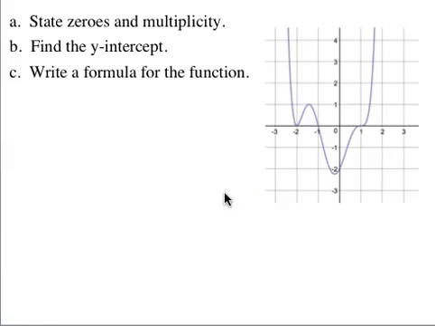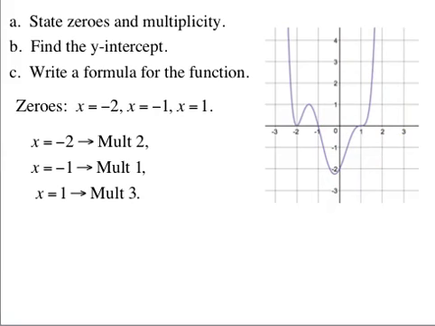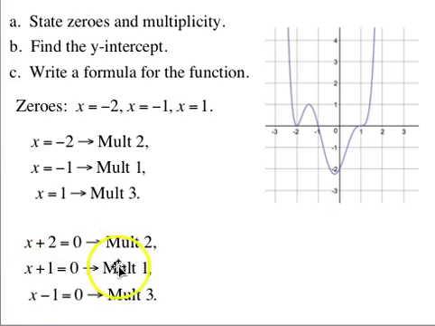And one more sort of problem. Notice our zeros here. -2 bounces, multiplicity 2. -1 pierces, multiplicity 1. +1 flattens out. That'll be multiplicity 3. So similar kind of argument. If x is -2, x plus 2 is 0. x is -1, x plus 1 is 0. x is 1, x minus 1 is 0. But x plus 2 has multiplicity 2. That'll be x plus 2 squared. x plus 1 has multiplicity 1, x plus 1 to the first. x minus 1 has multiplicity 3, x minus 1 cubed.